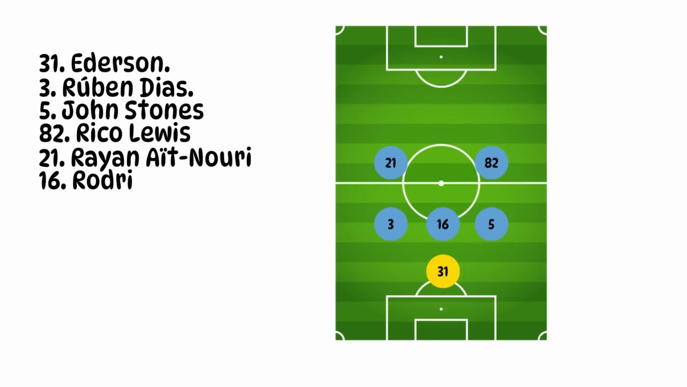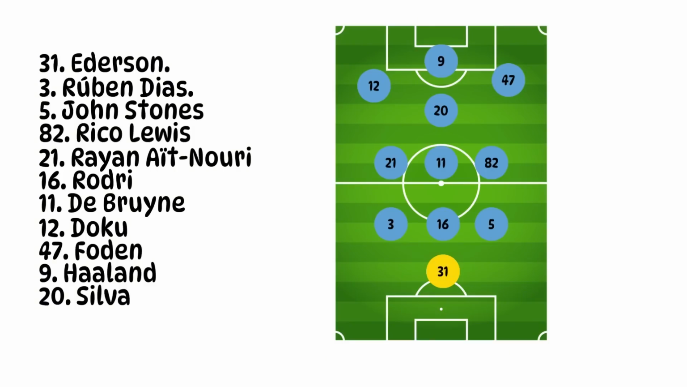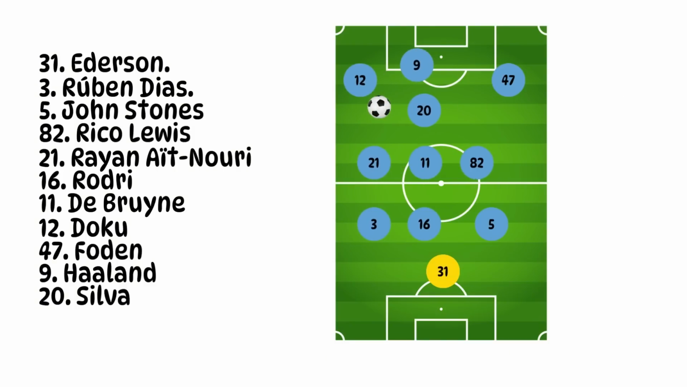As they advance up the pitch, the false nine, let's say De Bruyne, drops deep to receive the ball. This pulls a centre-back out of position. Immediately the wingers attack the space behind. The ball is played wide to create an overload on one side. The opposition shifts across to defend.